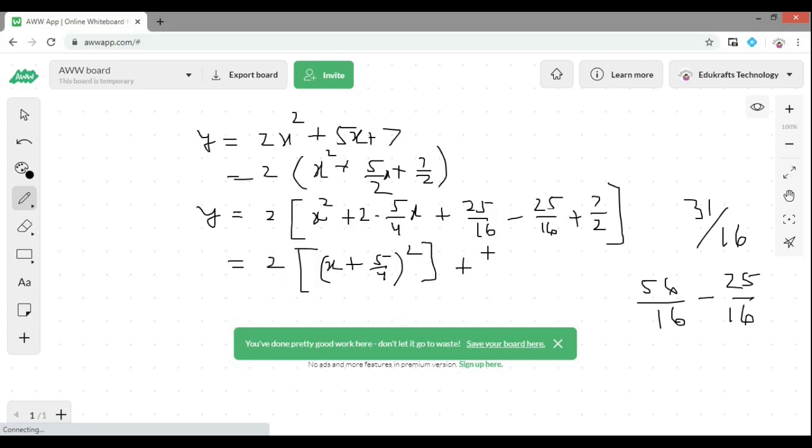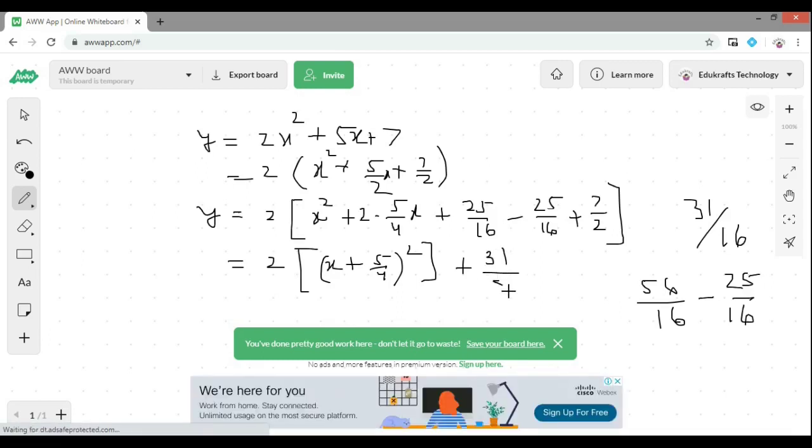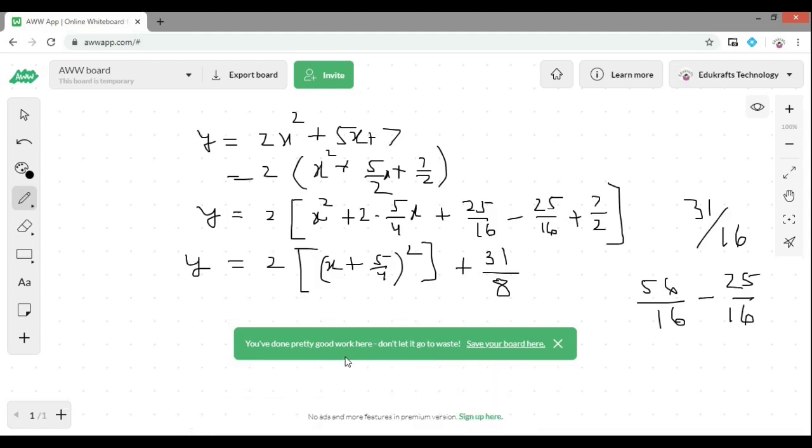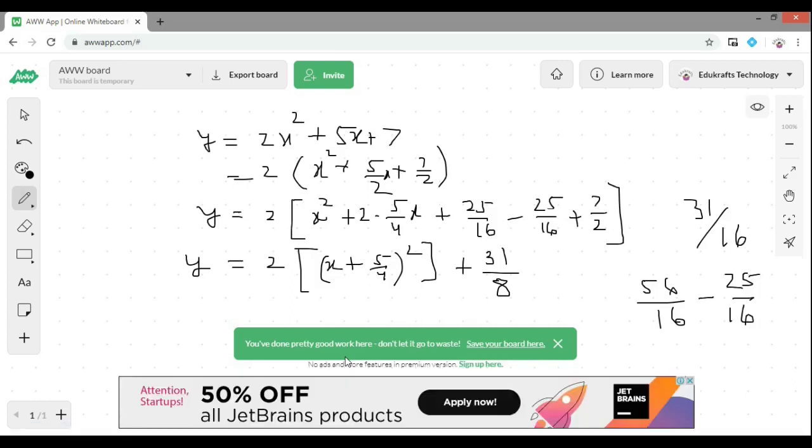So this is 31 by 16, which can be written under root if you express it in the square form. But if you don't want that, then you can write 2 times this, and 2 times this will become 31 by 8, because the 2 from the coefficient is coming and making this one. Now this becomes the transformation, meaning x square form multiplied by 2 and added by 31 by 8.